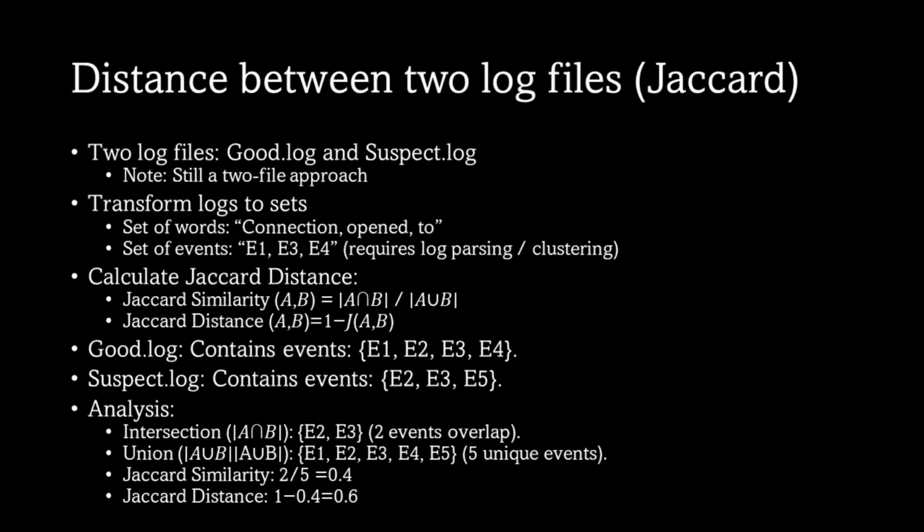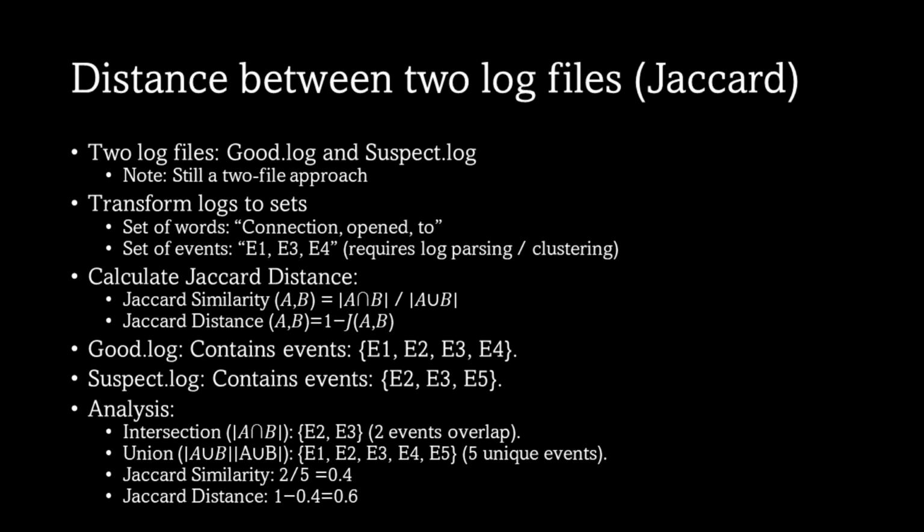Now we look into how to measure the distance between two log files using Jaccard distance, a method commonly used for comparing sets. We begin with two log files, good.log and suspect.log, representing normal and anomalous behavior, respectively. To apply Jaccard distance, logs are transformed into sets. This could be sets of words extracted from the logs or parsed sets of log events, such as E1, E3, E4.